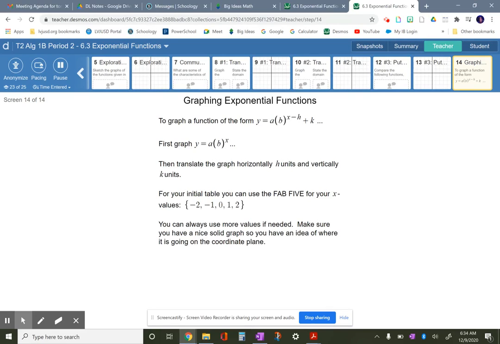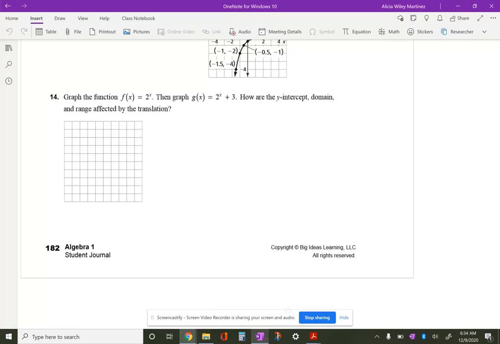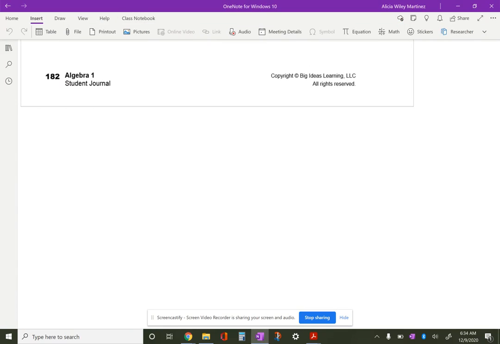Hello, Algebra. Today I wanted to talk about graphing exponential functions coming from section 6.3. So in the Desmos activity, you should have seen in the last slide this very generic basic form of an exponential function. So I'm going to be switching back and forth here.